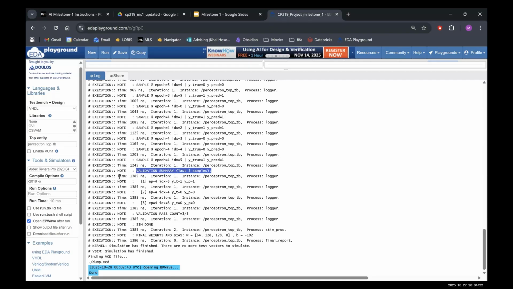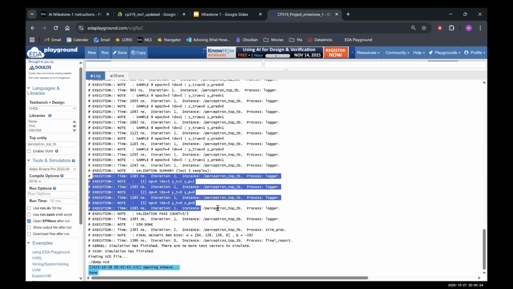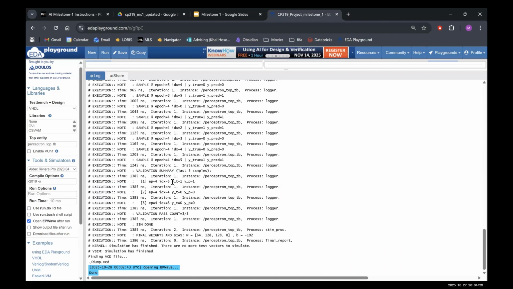As we carry out validation with the three test sets, we see that the y values are equal for all instances and validation passes. And here are the final weights and bias for the perceptron.